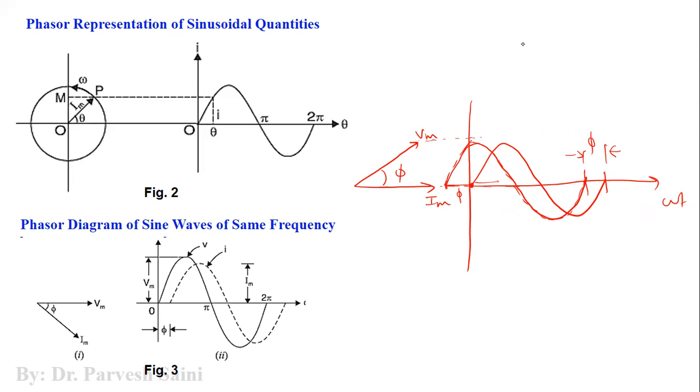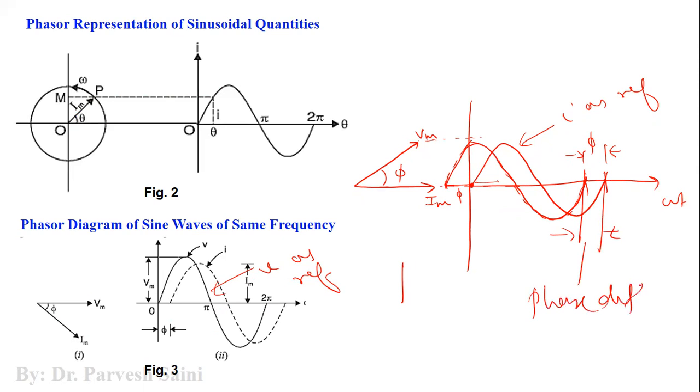So this is what we call lead or lag. Lead or lag is nothing but a relation with respect to one reference signal. Here we are taking current as a reference, and here we are taking voltage as a reference, right? So this is how we can represent the phase. This is what we call the phase difference. Basically, this phi is the phase difference, right?